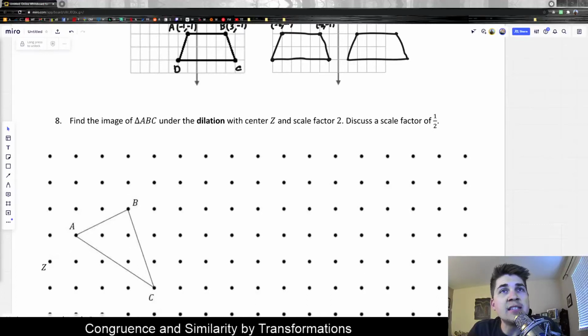A dilation is simply scaling an image upwards or downwards but keeping the shape the same. Or essentially, it's the transformation in which we can change one figure to a similar figure.